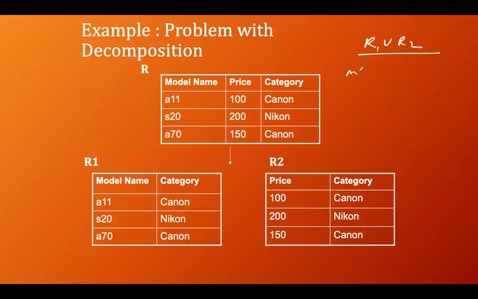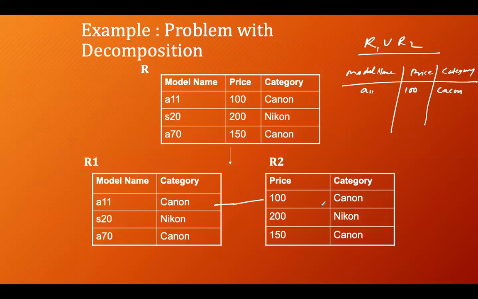So here we have model name, price, and category. Let's go for the first one. A11 Canon. Can we join? Yes, we can join with this, because Canon and Canon are the same. So with the help of this, we can join it. So A11 100 Canon will be your first data after joining.